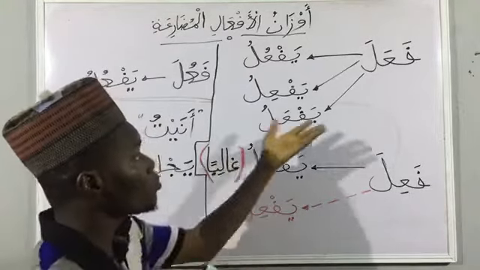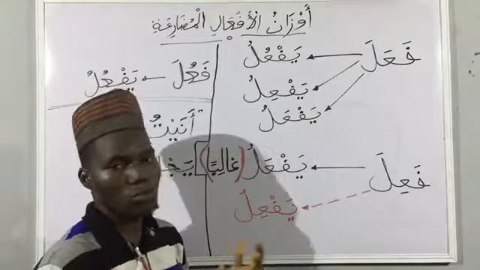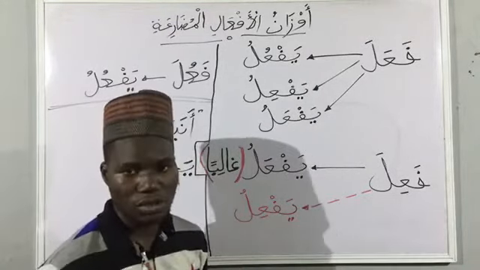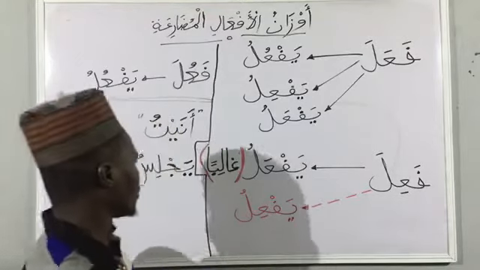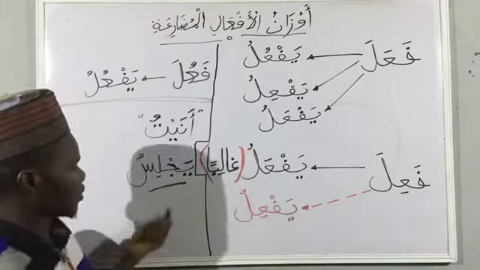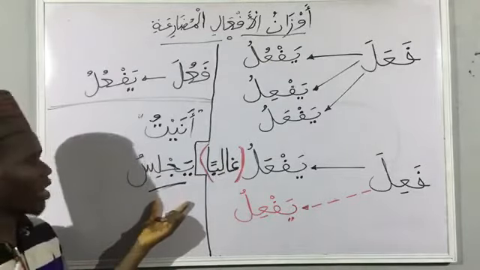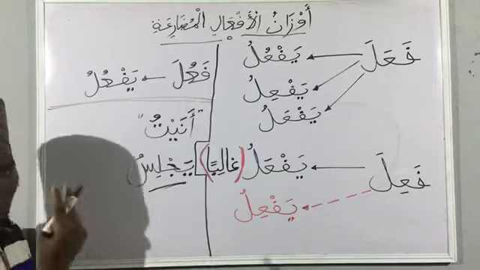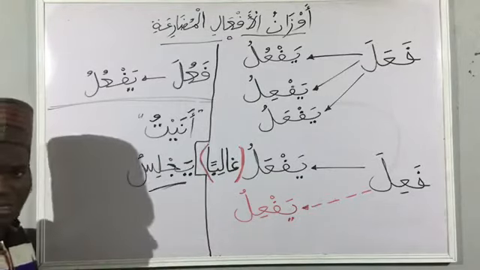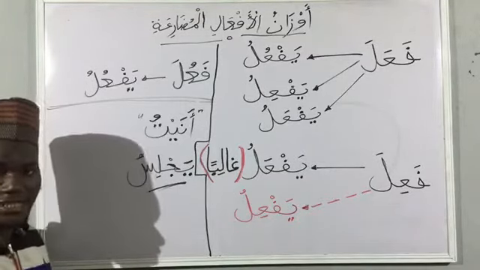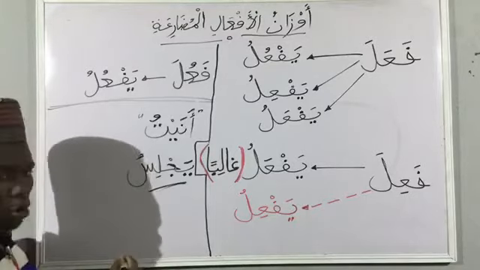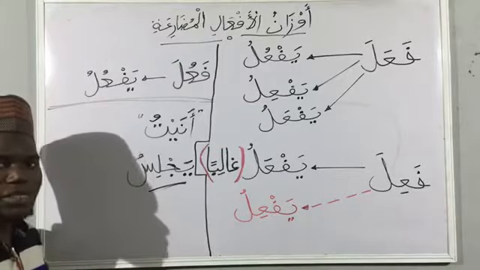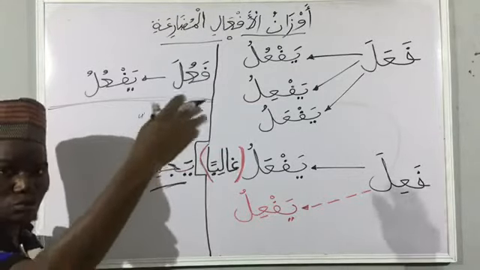So, before we move into the mudari, we need to have some knowledge. What is mudari? If you say fi'lul mudari, what does it mean? Look here, I have yajlisu. When you say fi'lul mudari, yajlisu means he sits, like present. You see in the notes, haal, he sits. It sits now, that's present. Or he is sitting, present continuous. Or he will sit, like mustaqbal, future.